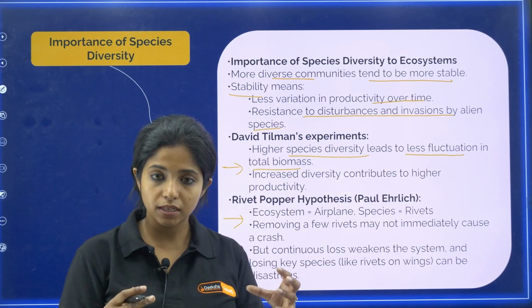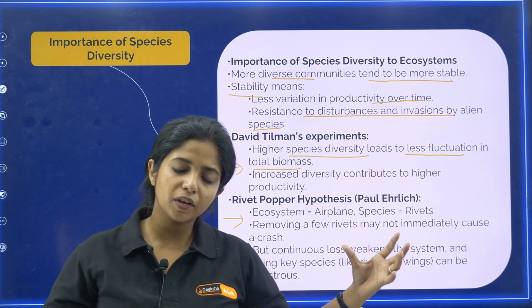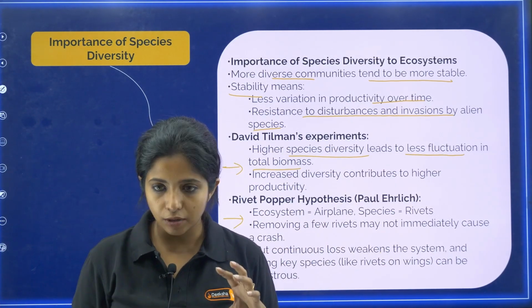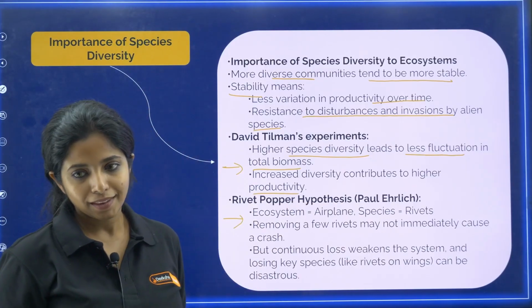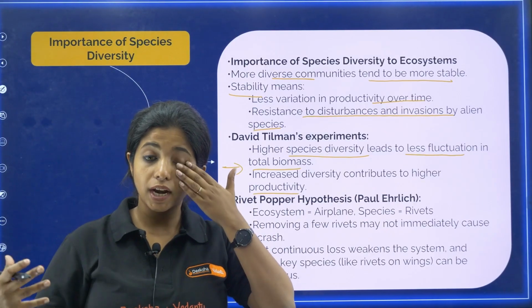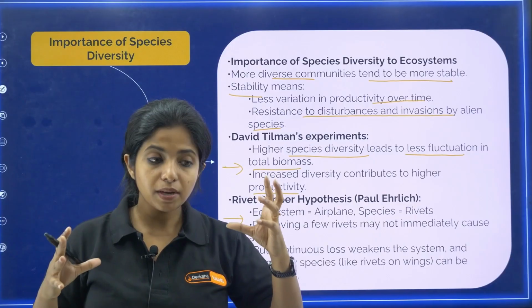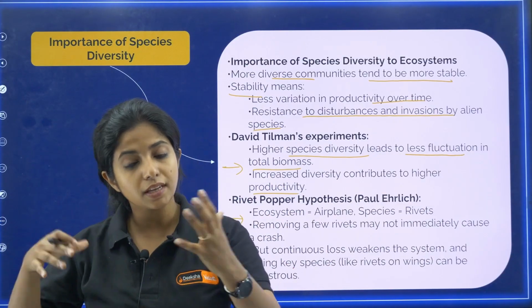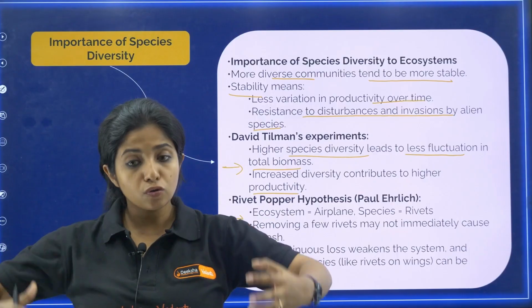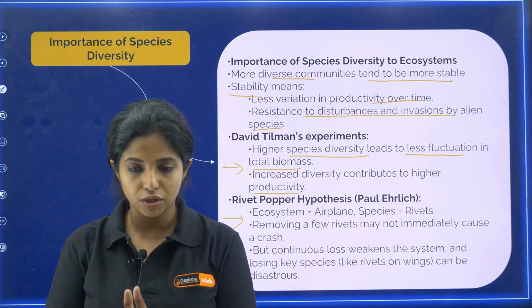Whenever the species diversity is high, the total biomass does not fluctuate very much. And increased diversity contributes to higher productivity as well. So if there is more diversity, more diverse organisms, there is more productivity. That means organisms are going to produce more food, and other organisms will eat this and also flourish, and this goes on. There is a stability in the ecosystem.